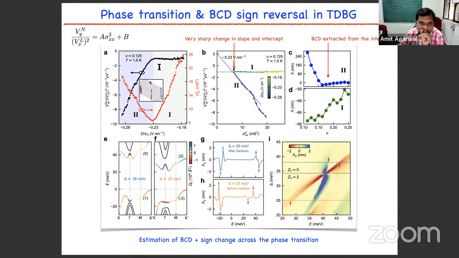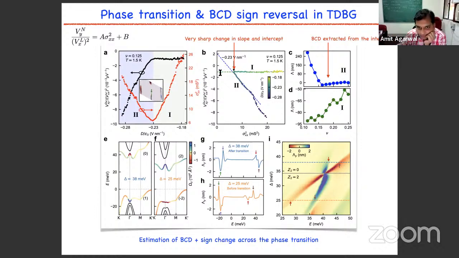Okay. So now you do the plot of the scaling curve. So Vxy divided by Vxx square in terms of sigma xx square. And you start seeing that you have this region 1 where you are in this phase, and region 2 where you are in this phase, etc. And these two lines give you completely different intercepts when you cross this point of minus 0.23 volts per nanometer in terms of electric field, etc. And this jump in the intercept actually is connected to the topological phase transition.